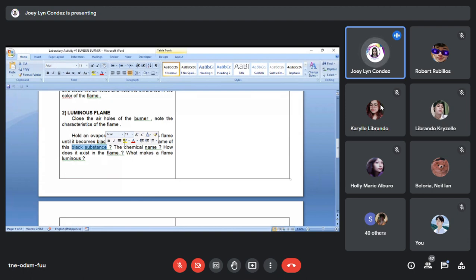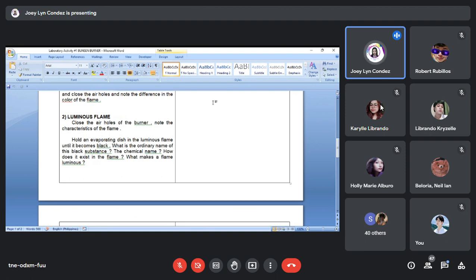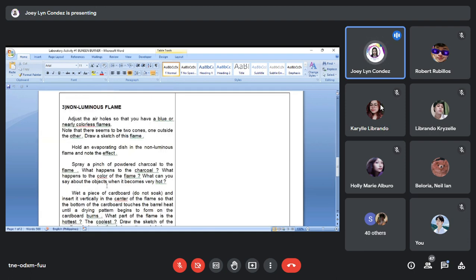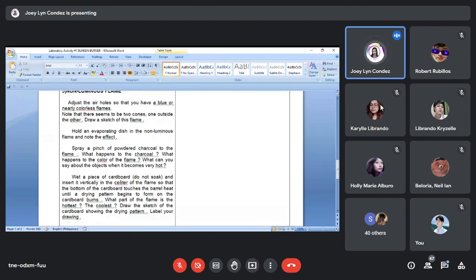Okay, so you write it in English, okay? Ordinary name. What about the chemical name? So relating to chemistry, what do you call that substance? Okay, and you answer these questions. You write your answers on the right side. Okay, for non-luminous flame, you're going to open the air hole of the burner.